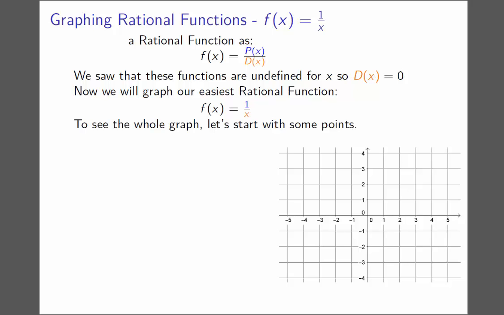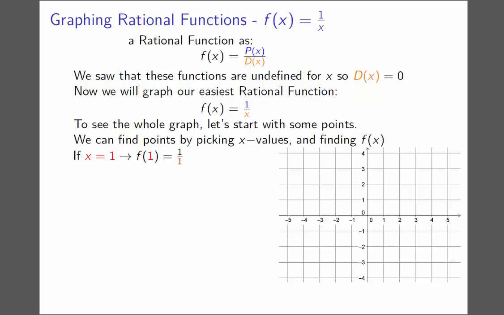Like before, to see the whole graph, let's start with some points. We can find these points by picking x values and evaluating f of x to get our y values. If x equals 1, then f of 1 is 1 over 1, which is also 1, giving the point (1, 1), which we can put on our graph. If x is 2, then f of 2 is 1 over 2, which is a half. So we get the point (2, 1/2), which we can also put on our graph.